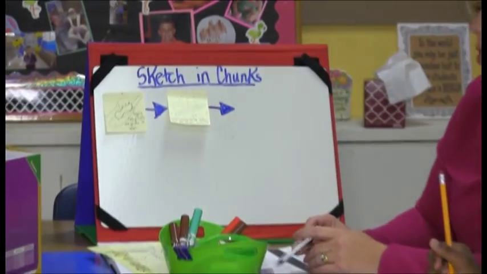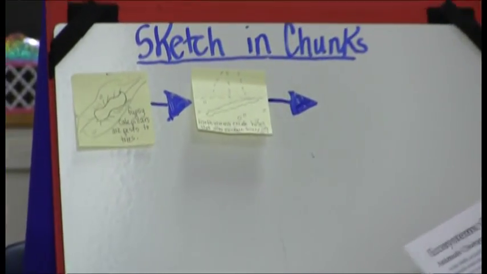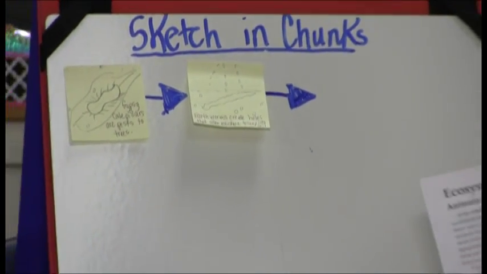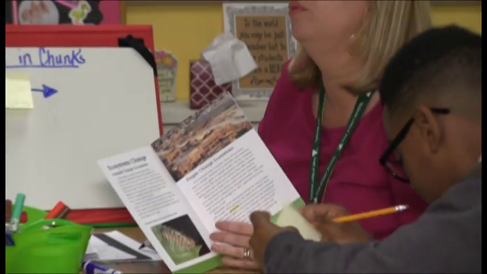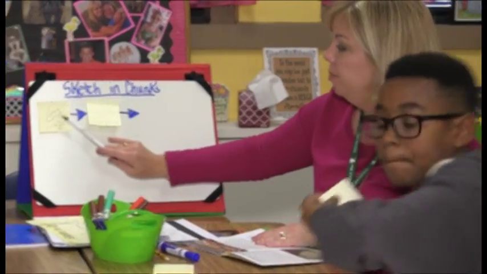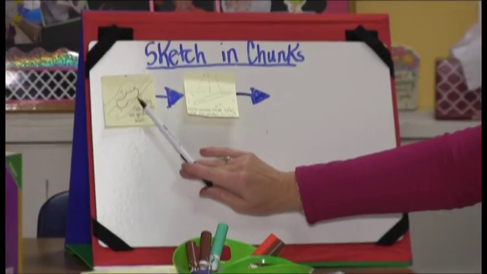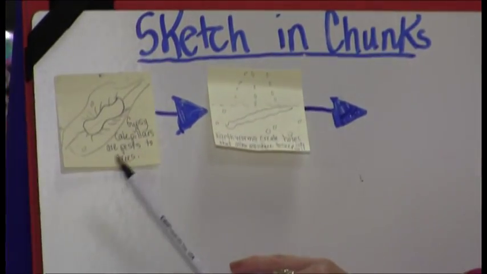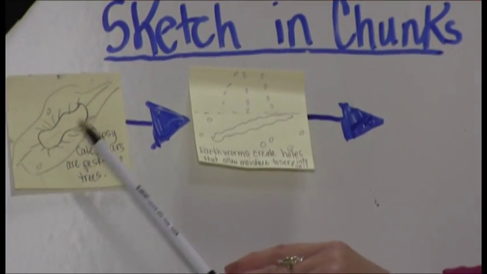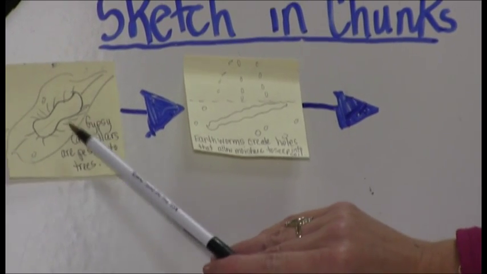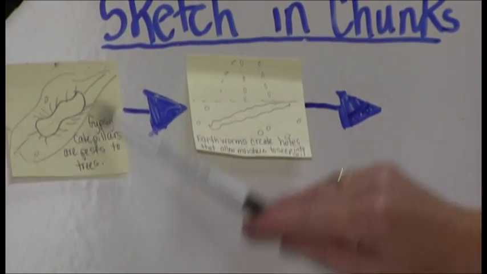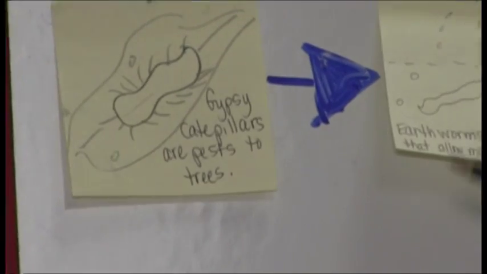Let's review. Because sometimes when we read a nonfiction book like this, if we read it too fast, we forget what we've read. So let's go back and review. So let's look up here. The first paragraph talked about ways that animals, or insects in this case, harm the environment. This animal harmed trees by damaging the leaves, and it ended up killing the trees, right?